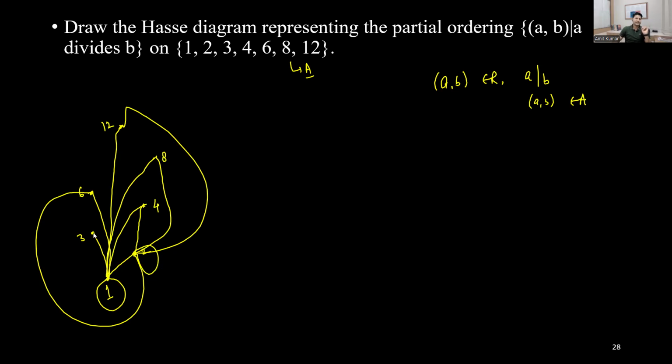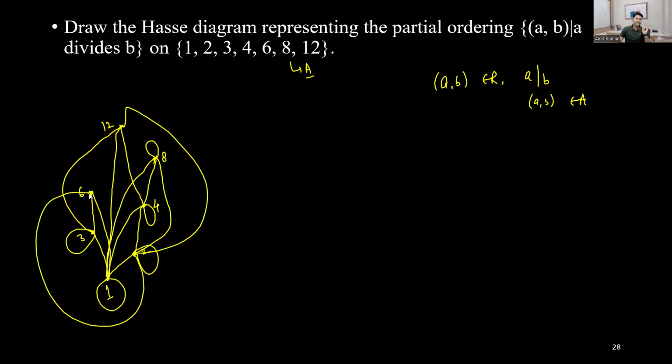Talking about 3. 3 divides 2? No. 3 divides 6? Yes. 3 divides 4? No. 3 divides 8? No. 3 divides 12? Yes. 3 divides itself? Yes. So all the connections for 3 are done. Talking about 4. 4 divides 8? Yes. 4 divides 6? No. 4 divides 12, yes. 4 divides itself, yes. All the connections of 4 are done. Talking about 8. 8 divides 12, no. 8 divides 6, no. 8 divides 8, yes. So all the connections of 8 are done.